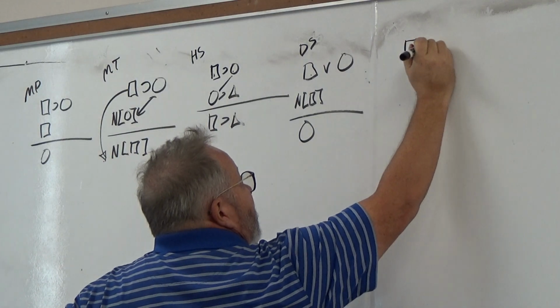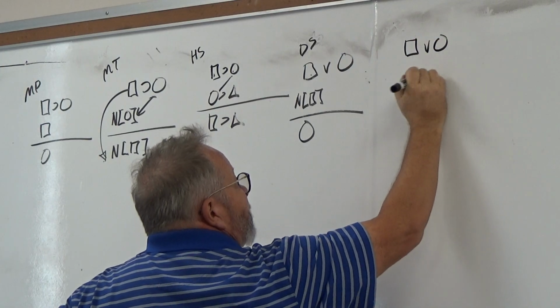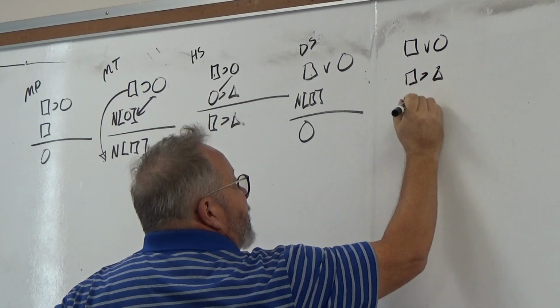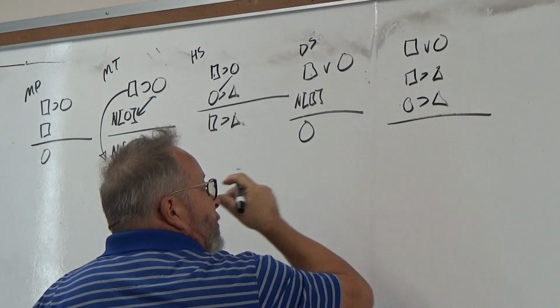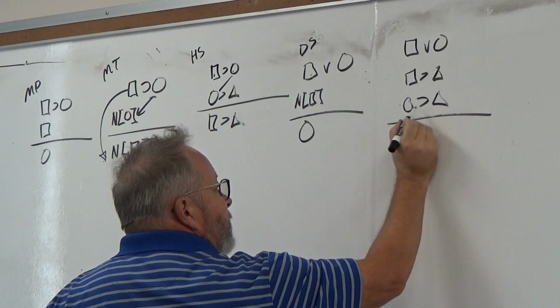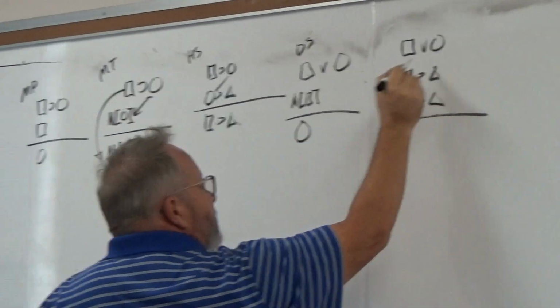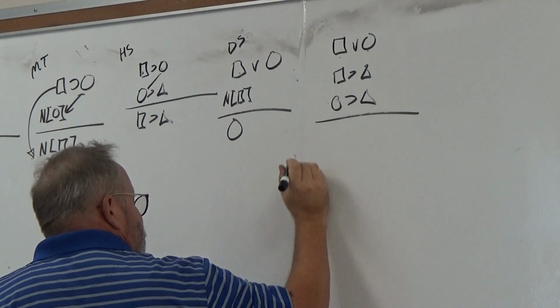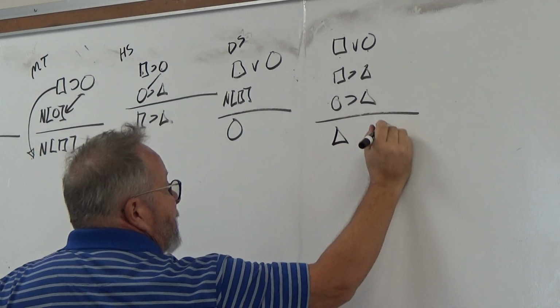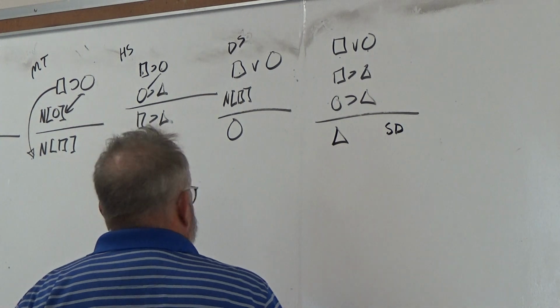Simple dilemma. We have box or circle. If we have box, we get a triangle. If we have circle, then we get a triangle. So if we have a box, we get a triangle. If we have a circle, we get a triangle. We have either the box or the circle. What are we going to get? Triangle. Yep, every day of the week. This is a simple dilemma.